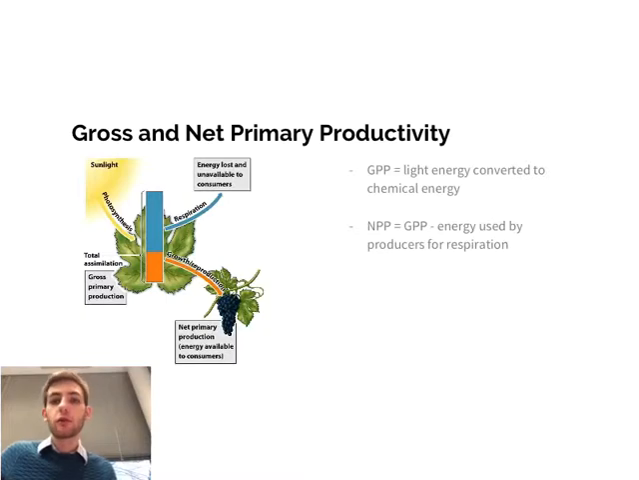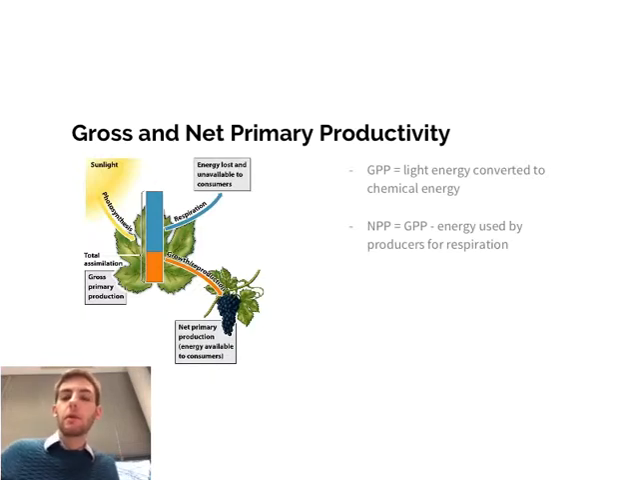A few more terms: gross and net primary productivity. Gross primary productivity, or GPP, is the amount of light energy that is converted into chemical energy, and that's going to be through photosynthesis. This is different from the net primary productivity, which is your gross primary productivity minus the energy used by producers for respiration.